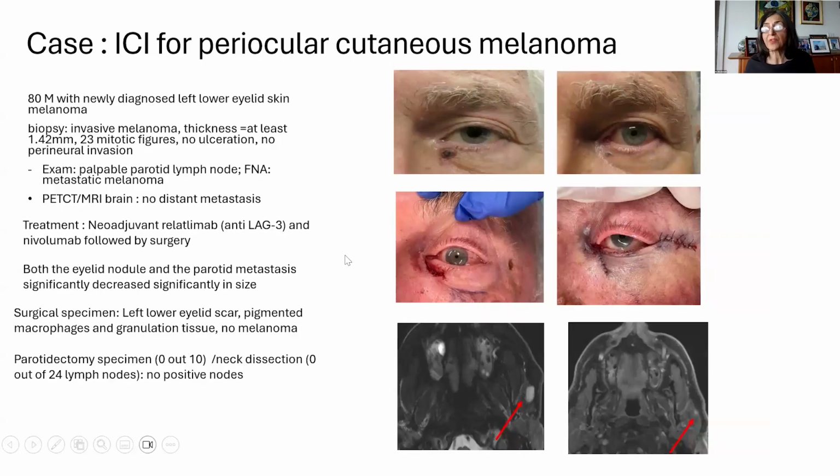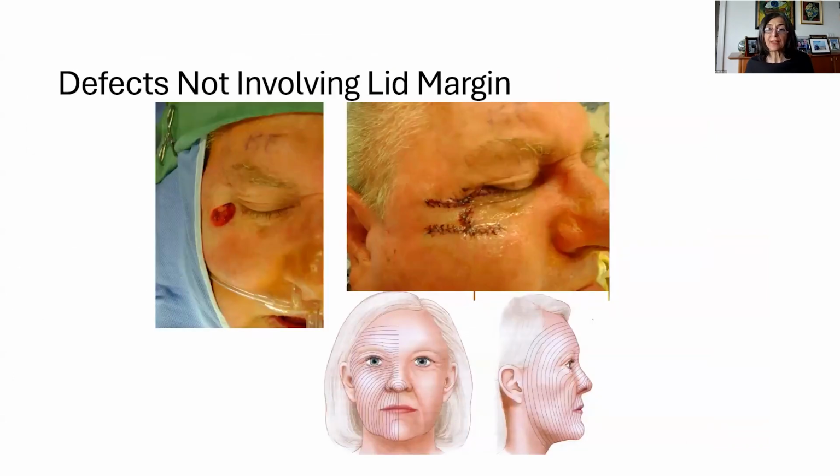There are quite a number of drugs that are now FDA approved in the United States in the class of immune checkpoint inhibitors. He was treated with this drug, and lo and behold, his melanoma shrank in the lower eyelid, and his lymph node metastasis also responded. So then he had surgery around this lesion, and he had no melanoma remaining after drug therapy, and his lymph node metastasis had also resolved.